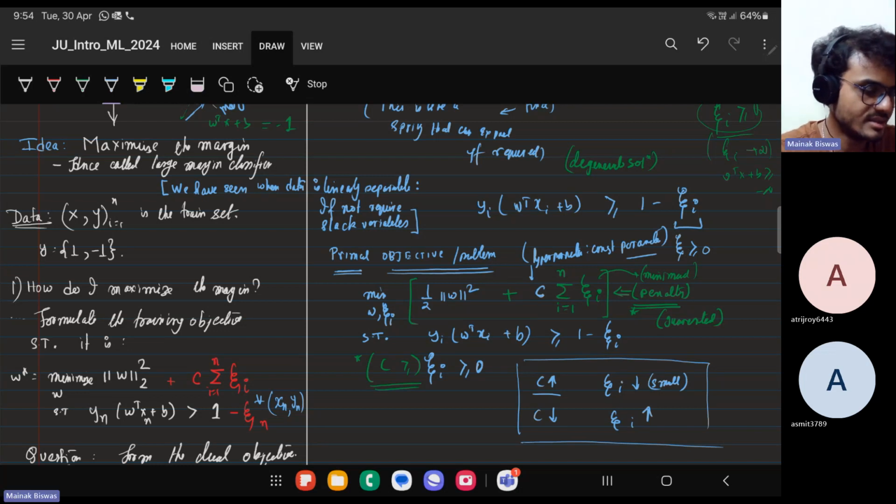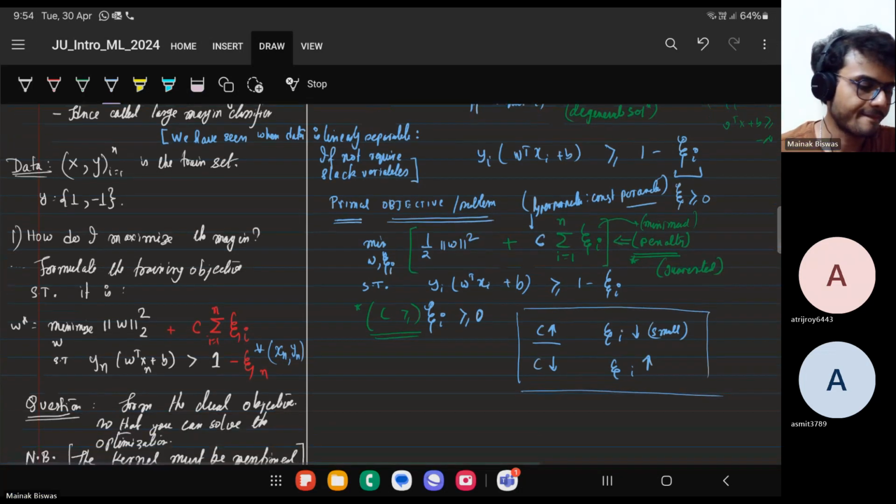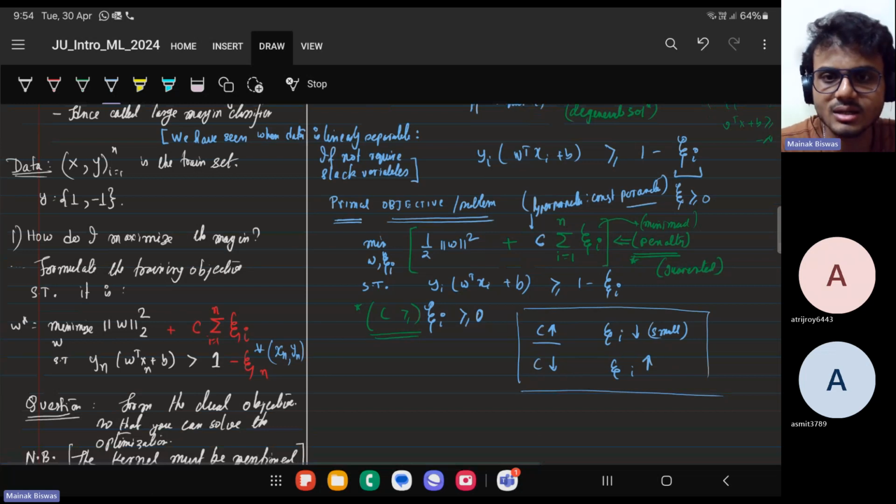That's the idea. If you put more C value, you will make xi even smaller. If you put lesser C value, you will allow it to be a bit larger. Yes or no? Because C is the amount of penalty you give to increasing xi's. If C is very large, you give more penalty.